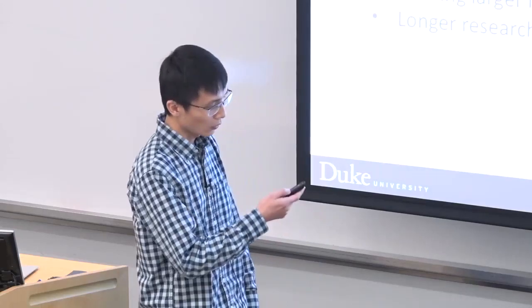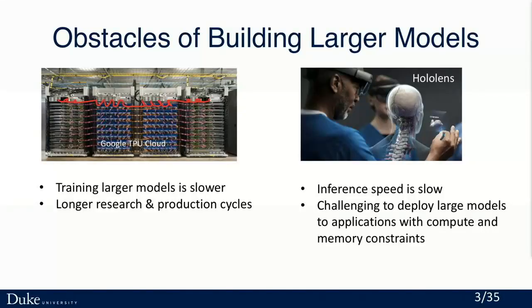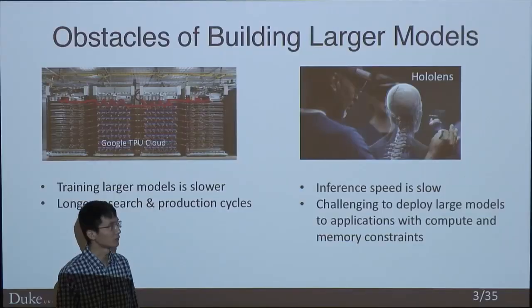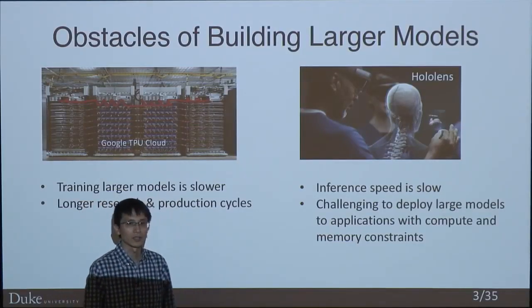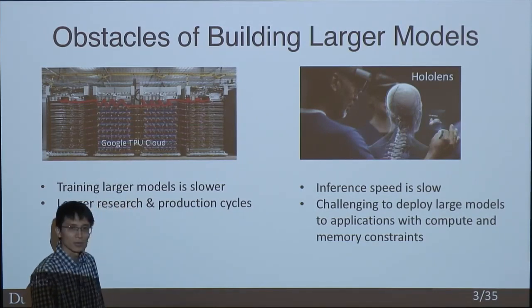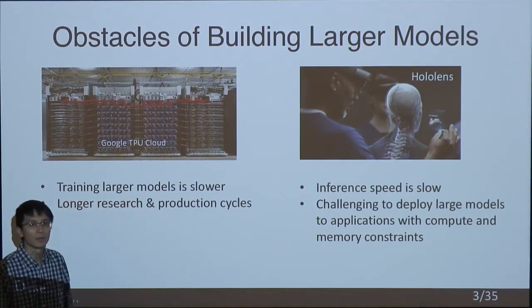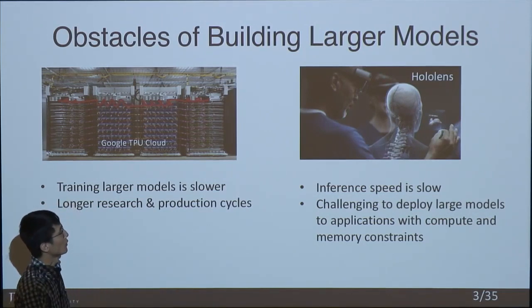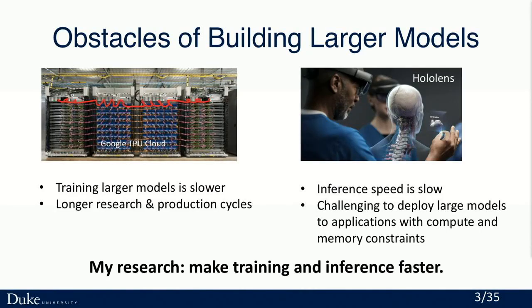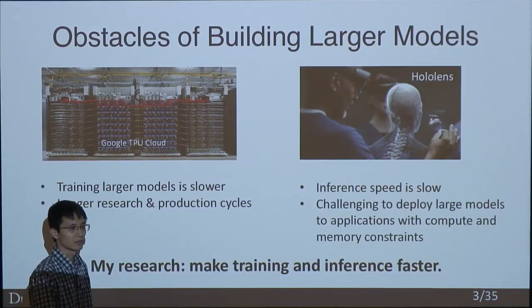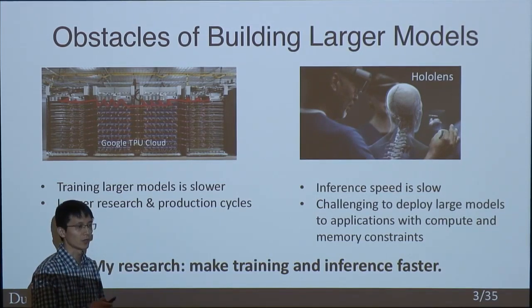The second obstacle is on the inference part. After we build a model, eventually we want to use it. But if the model is too large, the inference time is very slow. So it will be very challenging to deploy those models to applications which have very limited computing resources or memory resources, like in Microsoft HoloLens. My research in general is trying to make the training faster and also inference faster, so we can build a larger model and also make those models deliverable to applications in real industry production.